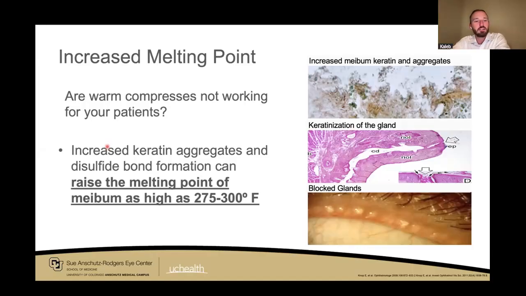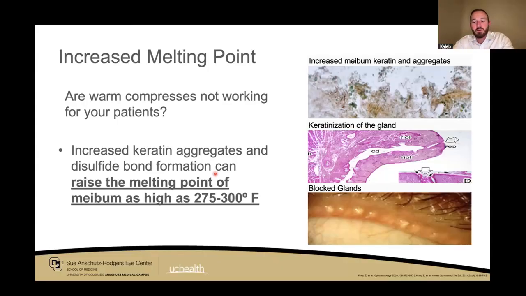Well, if you get these increased keratin aggregates inside the meibum, it can actually raise the melting point of the meibum as high as 275 or 300 degrees Fahrenheit. That's way hotter than a warm compress can touch. Now that's an extreme example, but it's not uncommon that you get the melting point of the meibum to be 140 degrees. If you've got a warm compress that's maybe 120 degrees, 125 degrees at most, and you're putting it on the eye, you're not going to be able to touch a melting point of 130 or 140 degrees.